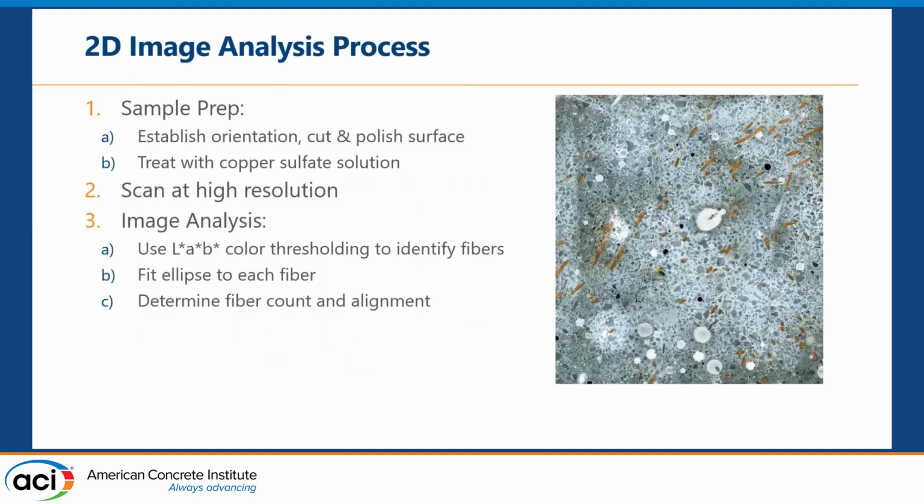So the method that we use is based on 2D image analysis. The process will start with sample preparation. First we establish a reference orientation. For example, it could be the direction of the tensile stress, or the direction of the crack in the structures. Then we cut and polish the surface of the concrete in a similar procedure to concrete petrography. And then we took an additional step to treat the surface with copper sulfate solution to make the fibers stand out better from the concrete matrix.